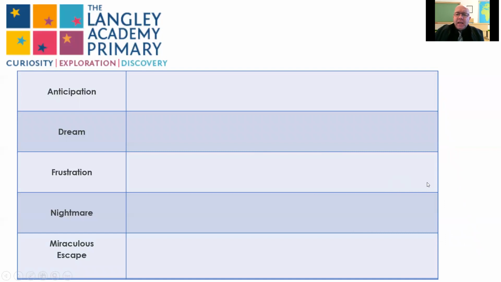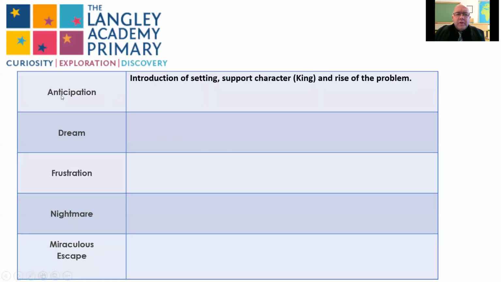Now we're going to look at it in a slightly different way today. Instead of the story mountain, we've got this grid. Same words, so we still start with our anticipation, the start of the story, the dream, the frustration, the nightmare, and the miraculous escape. Okay? So our anticipation is the introduction of the setting and the support character, in this case, the king, King Hrothgar, and the rise of the problem.